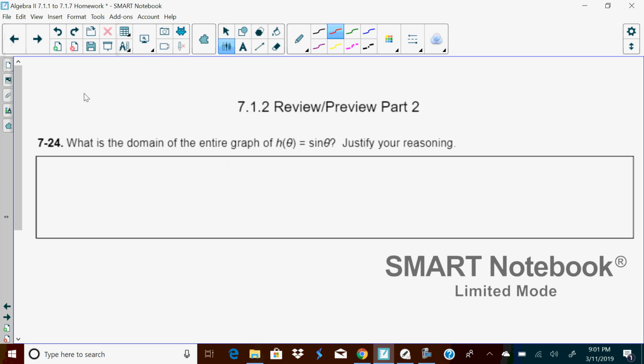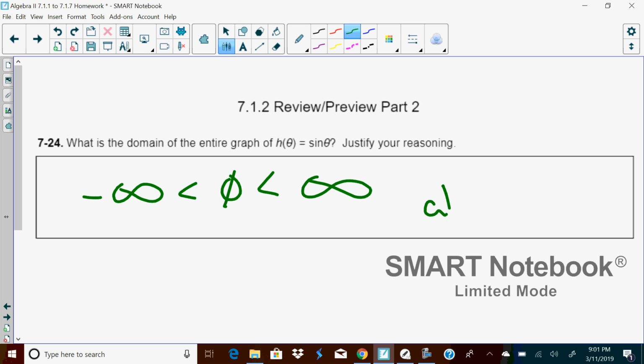And here are the answers for the 712 review preview part 2. So what's the domain and range of the entire graph of the sine of theta? So the domain is negative infinity is less than theta is less than infinity. Or you could have said all reals.